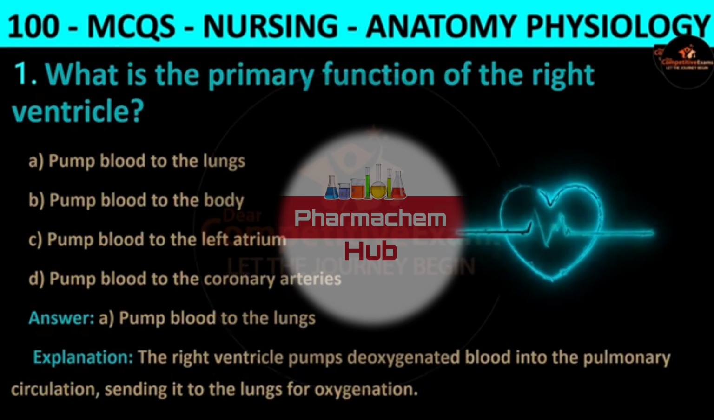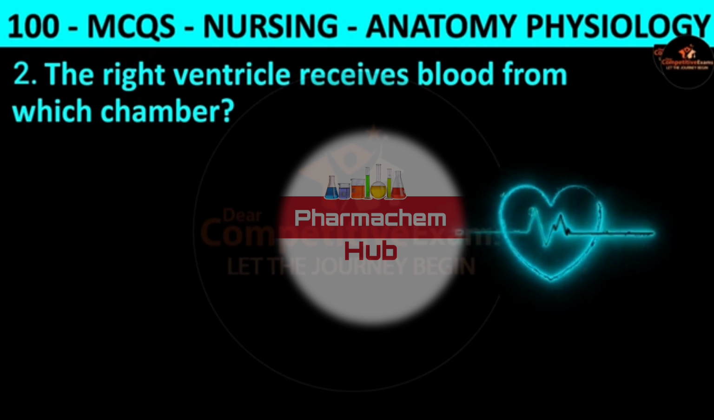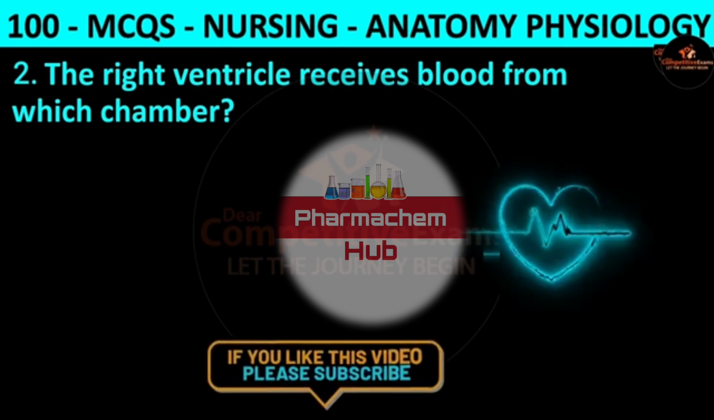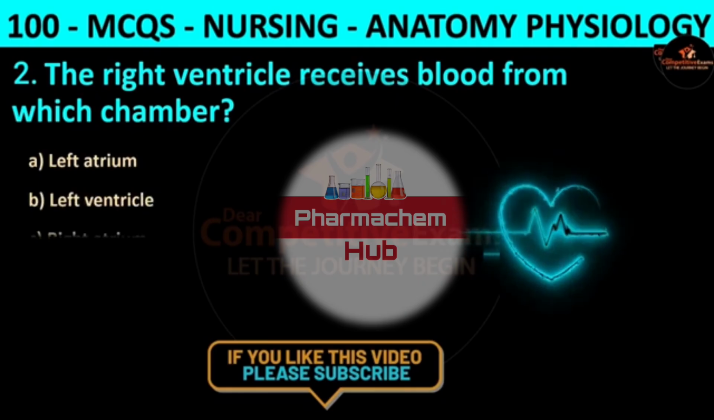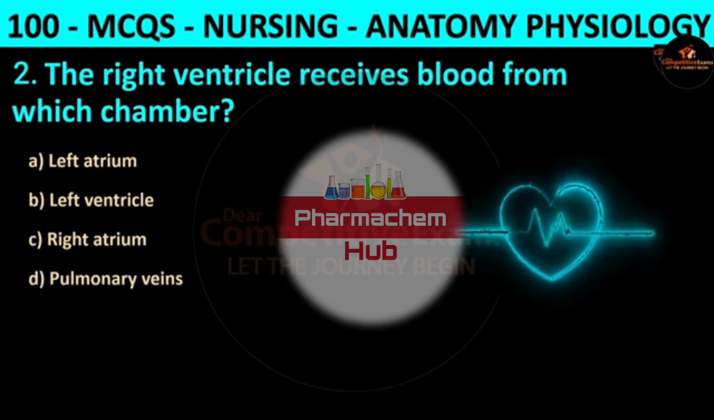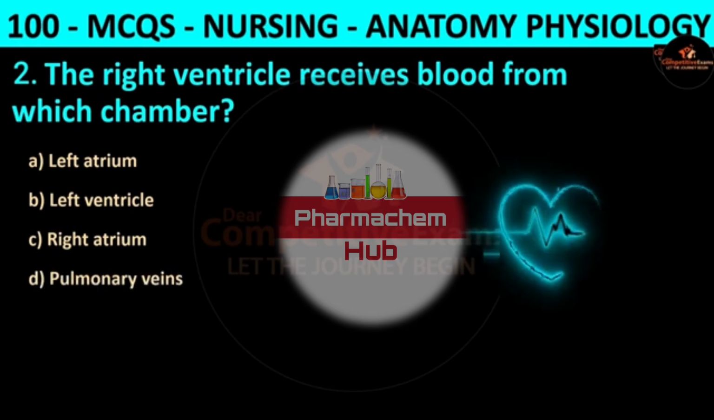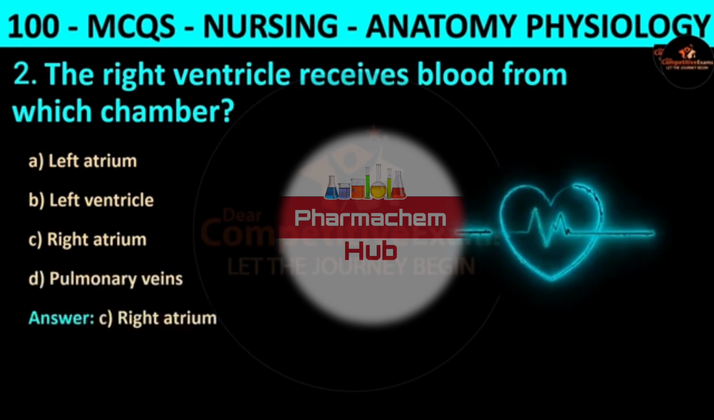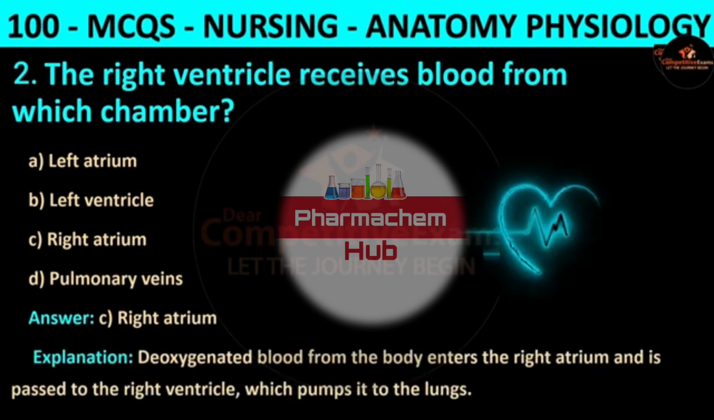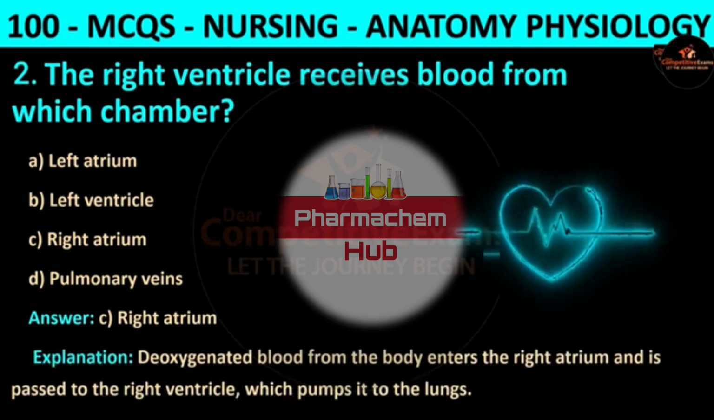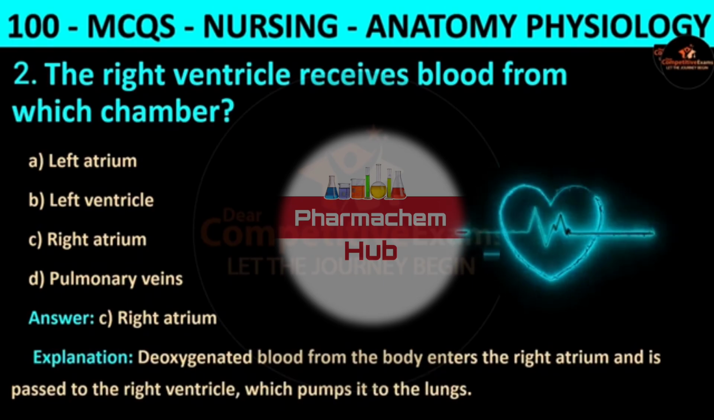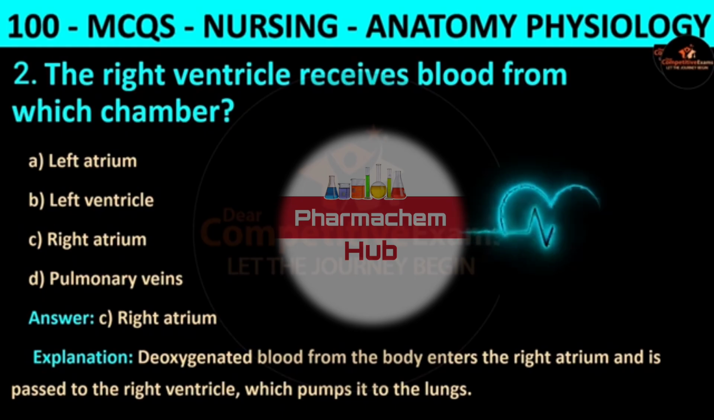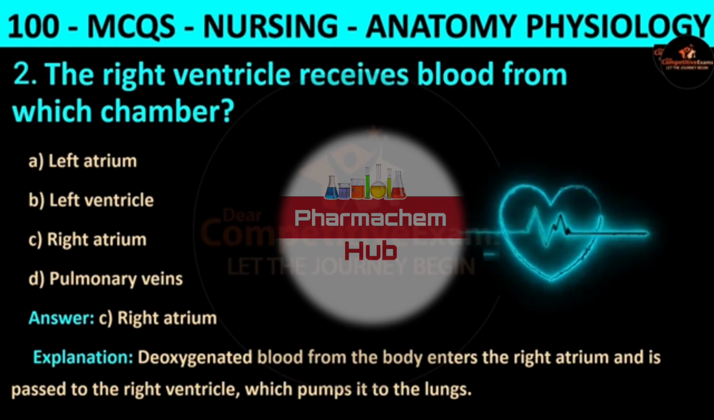Question number 2. The right ventricle receives blood from which chamber? The options are left atrium, left ventricle, right atrium, or pulmonary veins. The correct answer is C, that is right atrium. Deoxygenated blood from the body enters the right atrium and is passed to the right ventricle, which pumps it to the lungs.